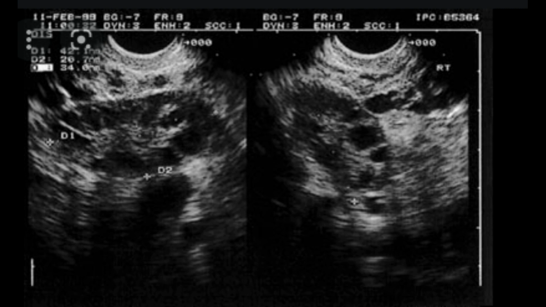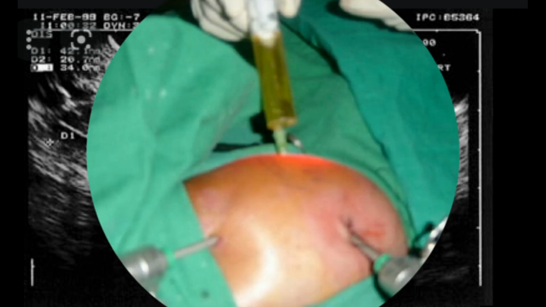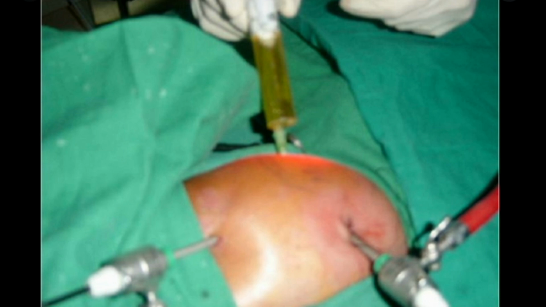A transvaginal ultrasound consists of a doctor inserting a probe into the vagina in order to examine the uterus and ovaries. The examination allows the doctor to view the cyst in more detail. Laparoscopic surgery.